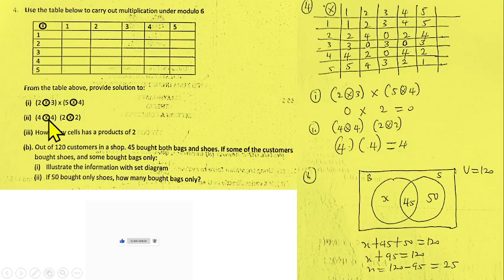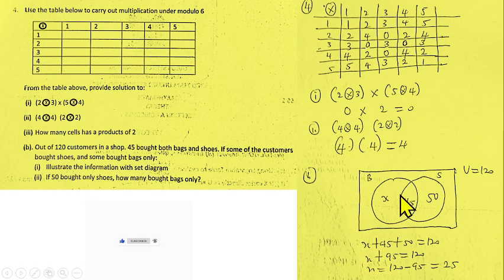Then for the second one we have 4 times 4. 4 times 4 will give us 4. Then bracket again, 2 times 2. 2 times 2 is 4 again. So you have 4 bracket 4. So what would that give us? 4 bracket 4 will give us 4 again. So that is for question number 4a.